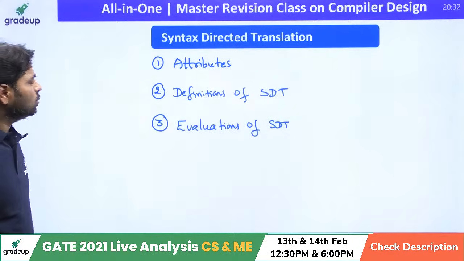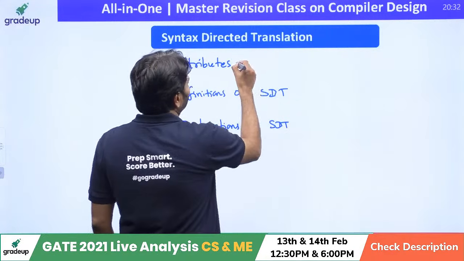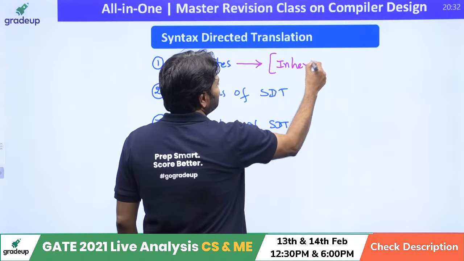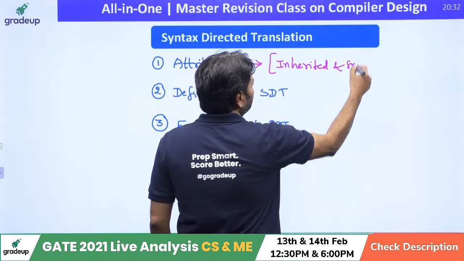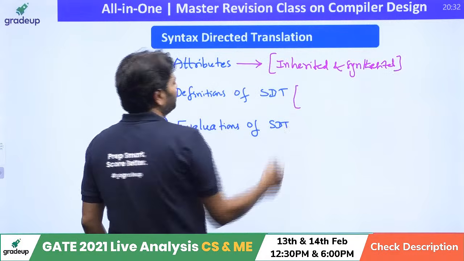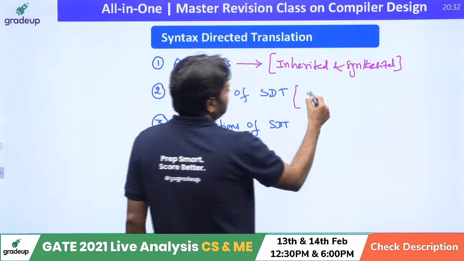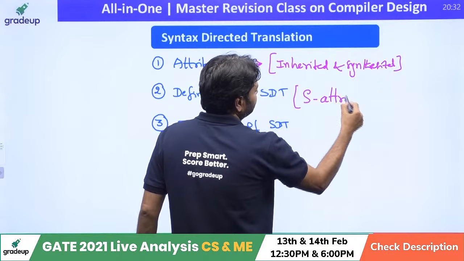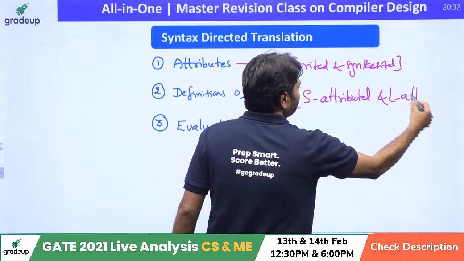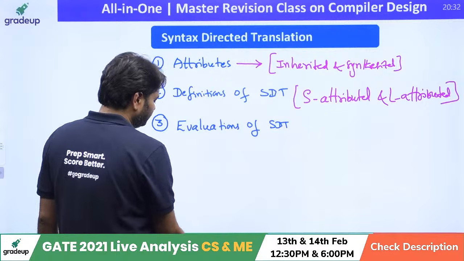Come on, come on. So what are the attributes you have? We have two types, inherited and synthesized. Yes or no? How many definitions for SDT? We call them syntax directed definitions. We have two types, S attributed grammar and L attributed. Oh, I'm sorry, I'm using pink again.